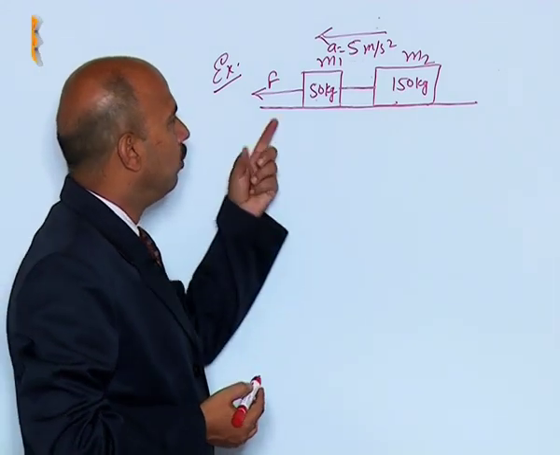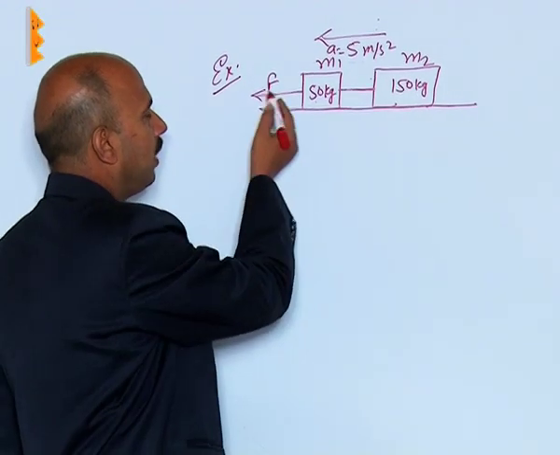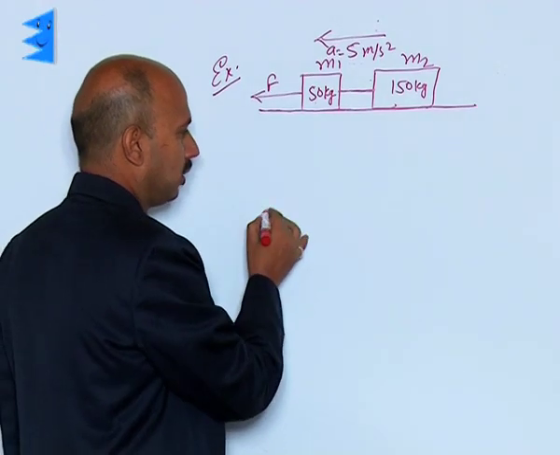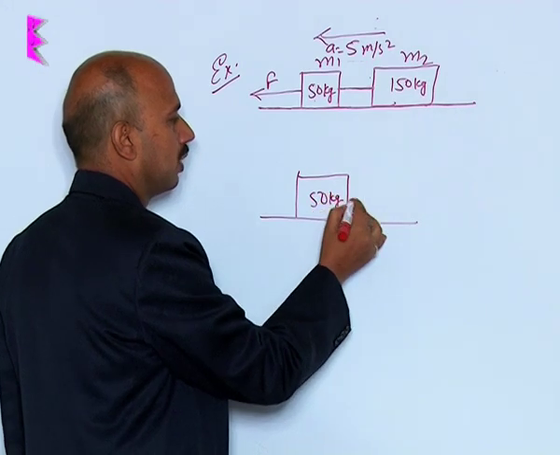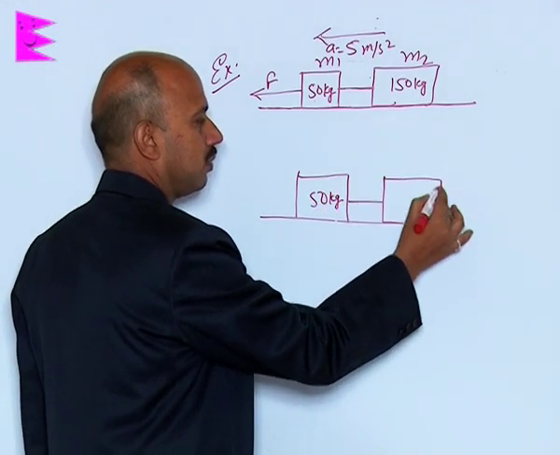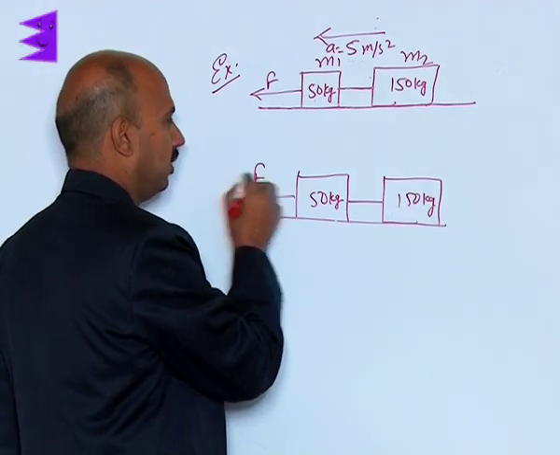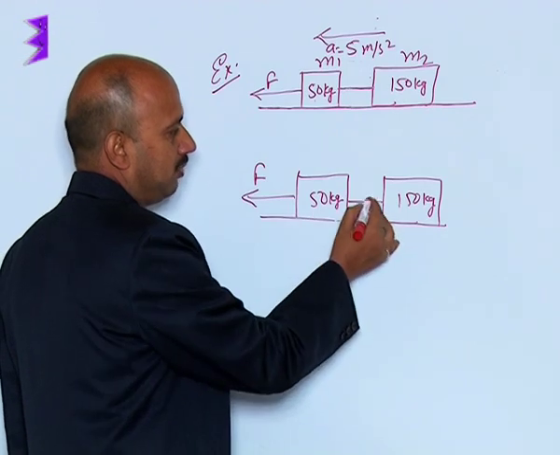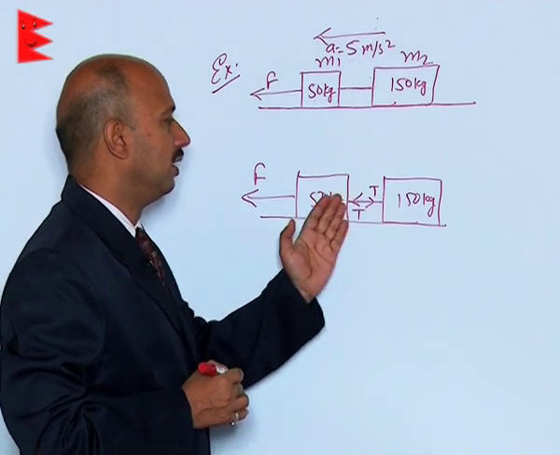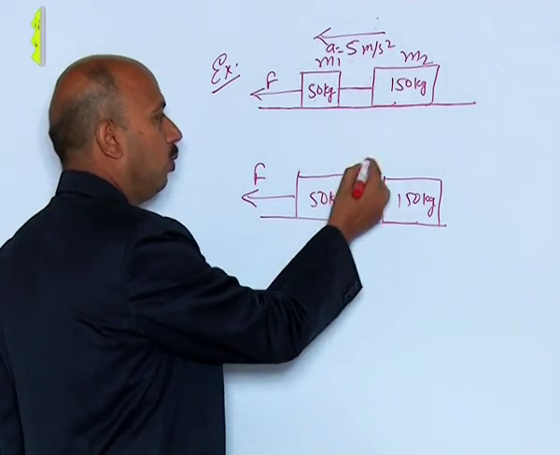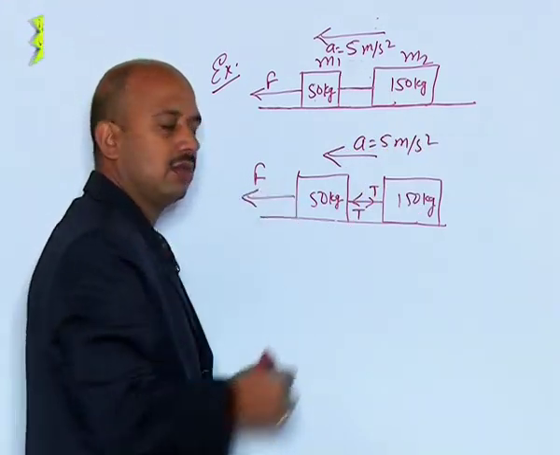Now we have to get the value of F and the tension in the string. So now see, when force F is applied to this side, we can redraw the diagram. Suppose it is here 50 kg, tied by a string, here is 150 kg, and you are applying force F to this side. So this tension is acting to this side and this side. This is pulling to this side and this is pulling to this side. The whole system is moving, a is equal to 5 meter per second square to this side.